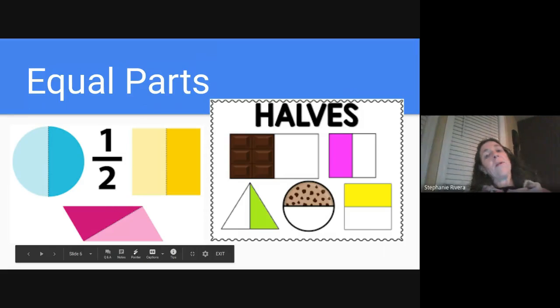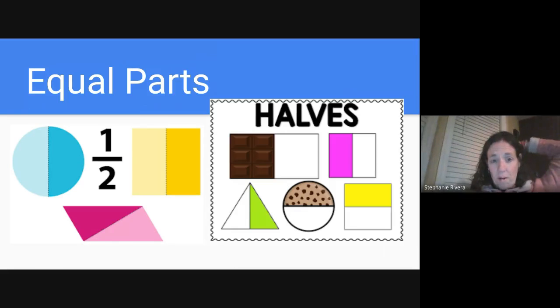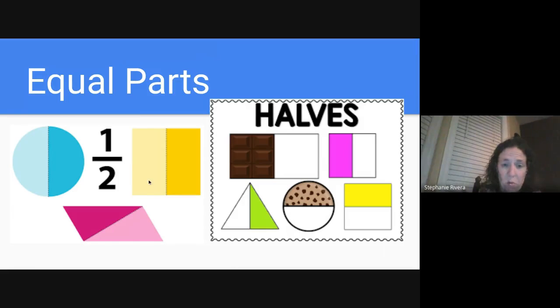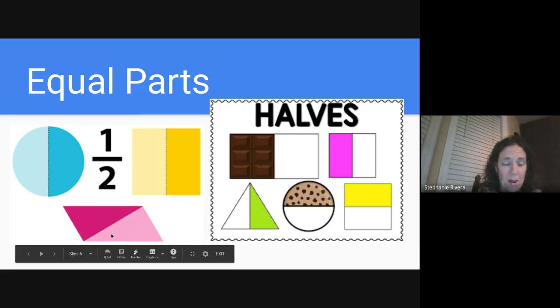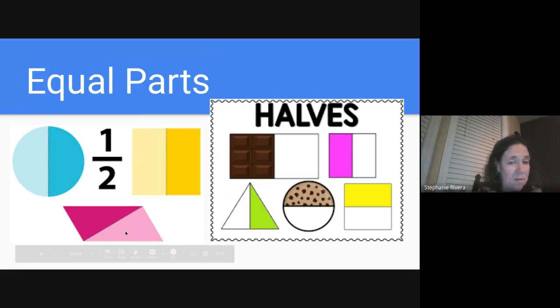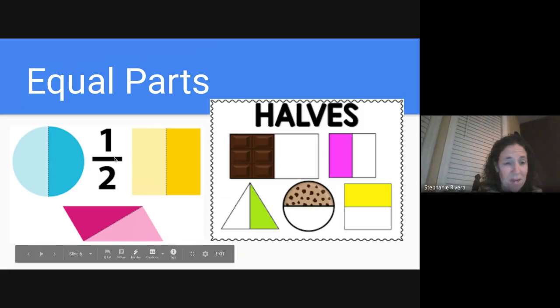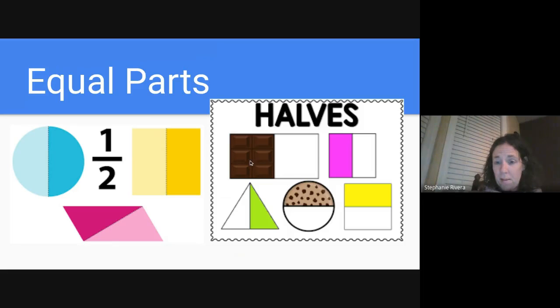All right, on our calendar this month, we're talking about equal parts and fractions. How many equal parts is this circle, this square, and this parallelogram? They're all split into how many equal parts? You got it. 2 equal parts, and we say it is 1/2. This is a half, and this is a half. I see a chocolate bar here, and we know that this is half, and this other half is empty. 1/2 and 1/2.